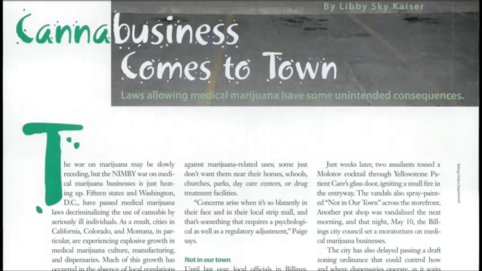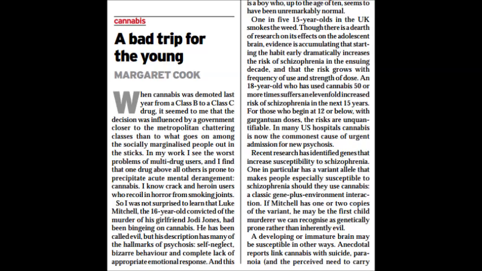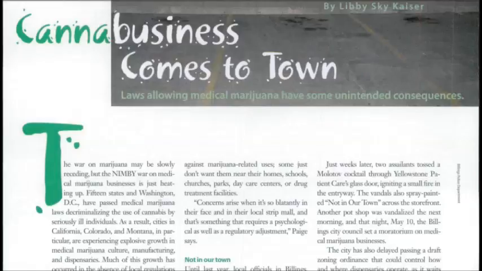Now it's time to practice. So here we have 2 articles about the legalization of cannabis. Here's the first one, and this is the other. Note the main argument or thesis of both.